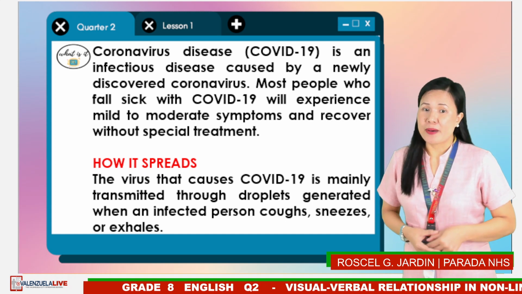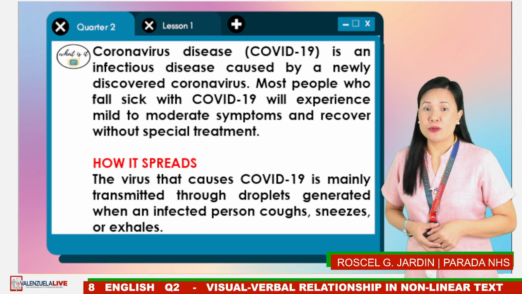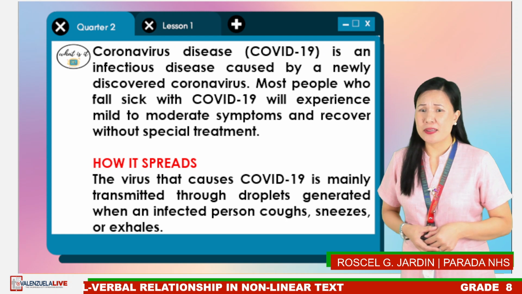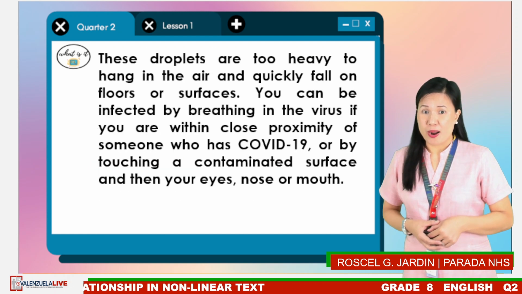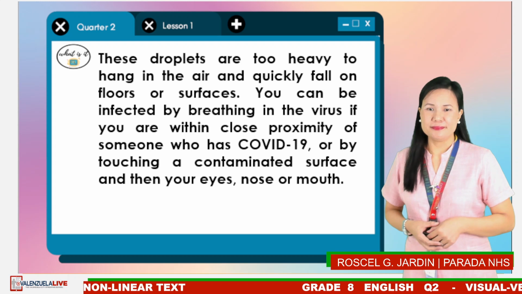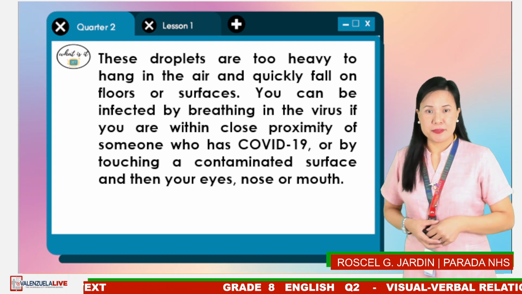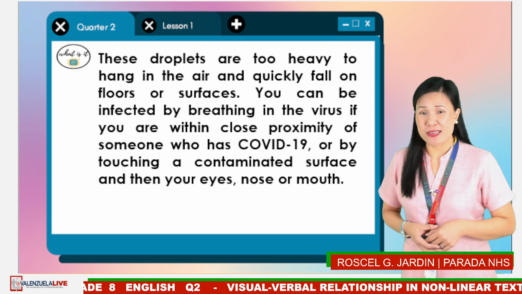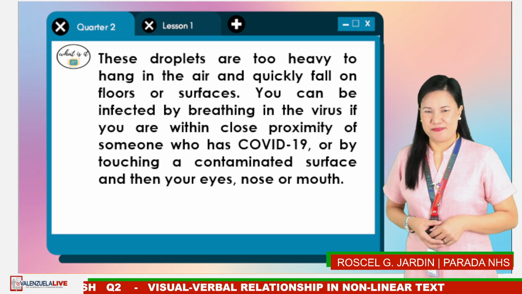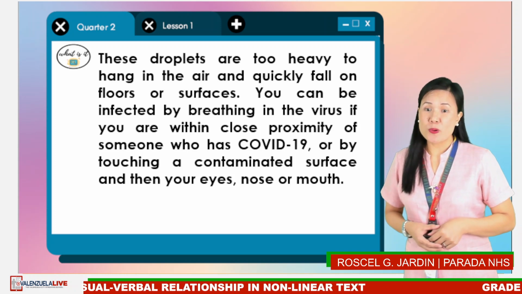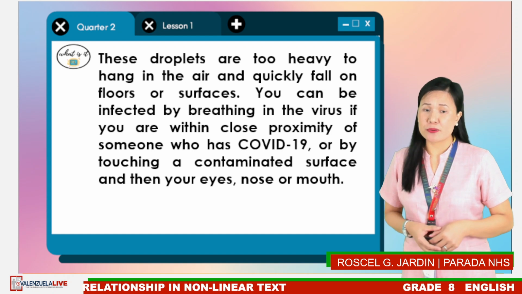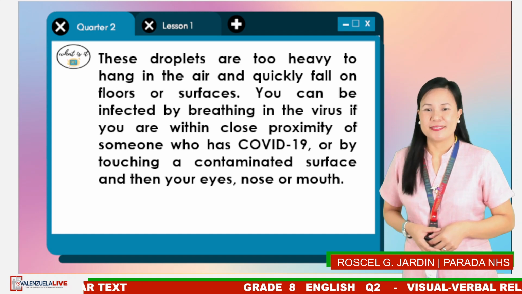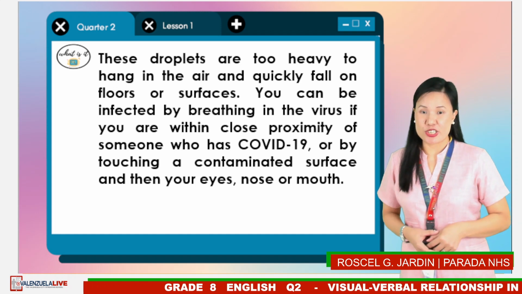You can be infected by breathing in the virus if you are within close proximity of someone who has COVID-19, or by touching a contaminated surface and then your nose, your eyes, or your mouth. Based on the given example, how did you go over the text? Did you read the entire text from beginning to end? Certainly. To get the complete information and to understand the process of how the virus spreads, you need to read the entire text from beginning to end. This is an example of a linear text.